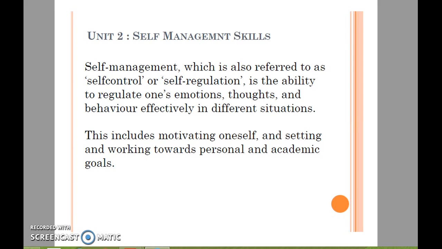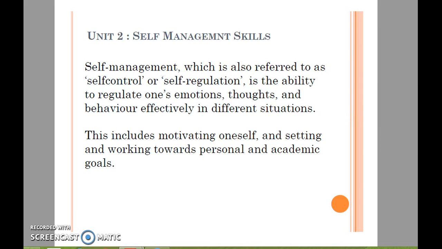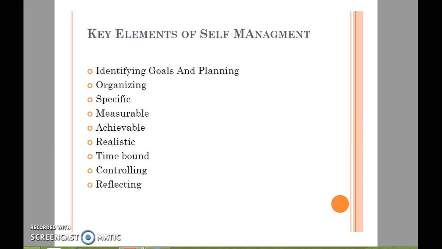Then the next one is the key elements of self management. What are the key elements? They give you the idea of how we manage ourselves by setting our desired goals and targets. So if you want to manage yourself, you first identify your goals and then plan accordingly. That is, you have decided that you have to pass your exam successfully. Then this is your goal.